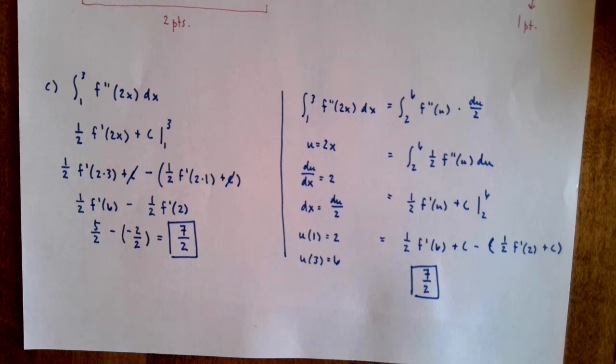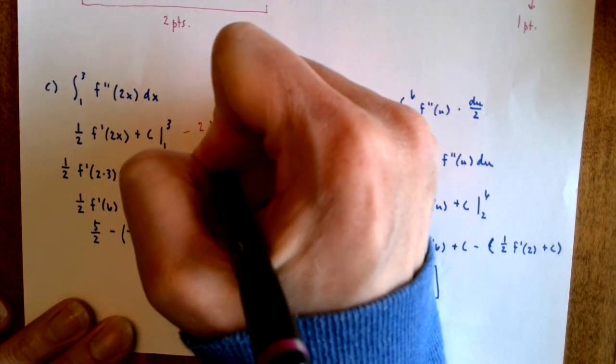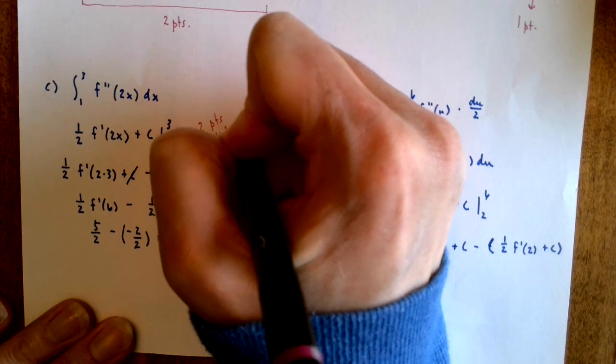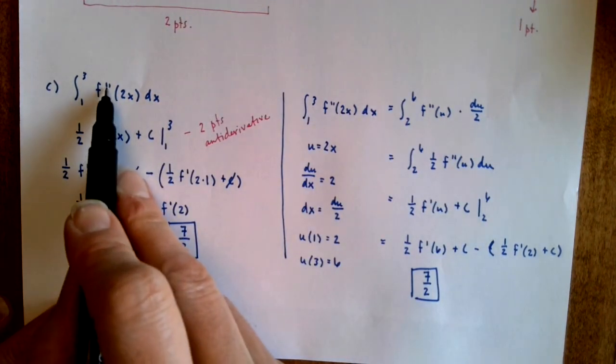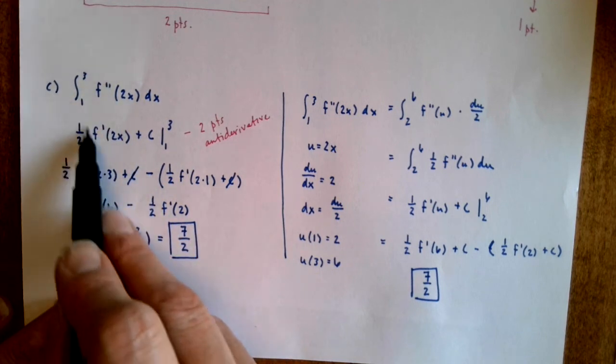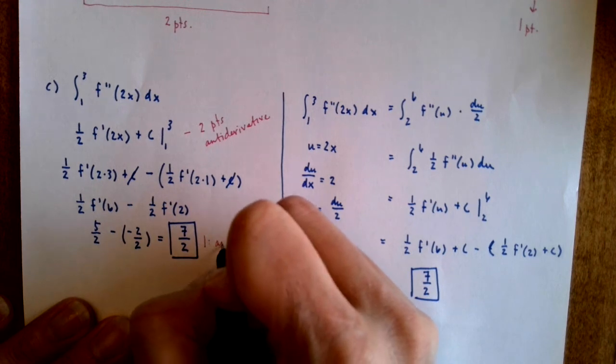So either way, they're giving 2 points for the antiderivative. So do you realize that the antiderivative of the second derivative is the first derivative, and do you have that constant out front? And then they're giving 1 point for the answer.